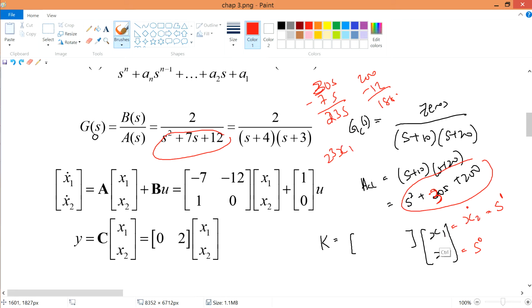So therefore x2 dot is equal to x1, and we can simply rewrite it as 23x1 plus 188, so 118x2, because x2 is simply s to the power of 0, which is equal to 1. So we have 23 and 188. That's all. Pretty straightforward, right?